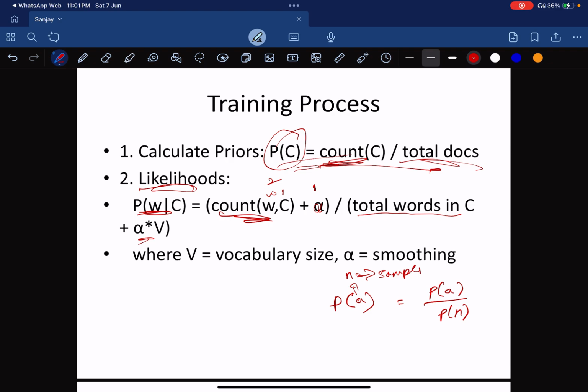In the numerator, for a single word, it finds the number of occurrences in that class, and then adds the smoothing term alpha. In the denominator, it takes the total number of words in that class and adds the vocabulary. The vocabulary is the number of words in all classes, like in the entire data set. That is called W.